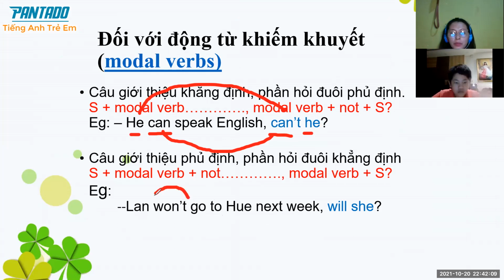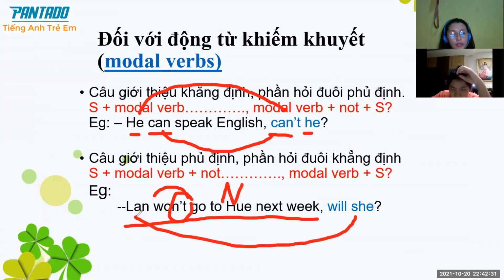Another, Lan won't go to Ho next week. Since the first statement is negative, because there is already the word not, we will change it to positive. We will not use not anymore, because if there's a negative in the first statement, it should be positive in the second. So we will use will, she. She refers to Lan because she is a girl. Will is the present tense of won't. Will she, and we don't use not because it will be positive, because in here the first statement is negative. Okay, do you understand that?